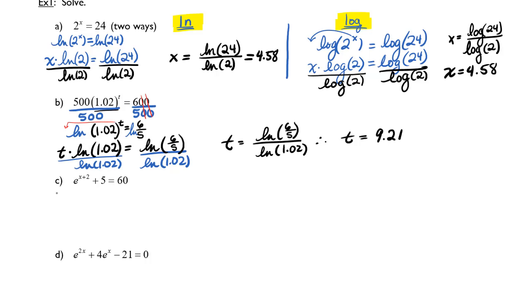Let's try e to the x plus 2 plus 5 equals 60. I need to isolate the part of the equation that has a variable as an exponent. So I will subtract 5 from both sides. This gives me e to the x plus 2 equals 60 minus 5 is 55. Now e is my base, so it's a really obvious sign that I should be using a natural log as my log to impose on both sides.